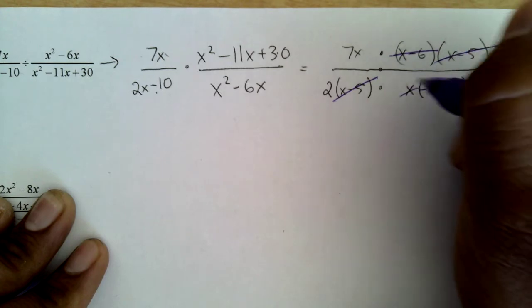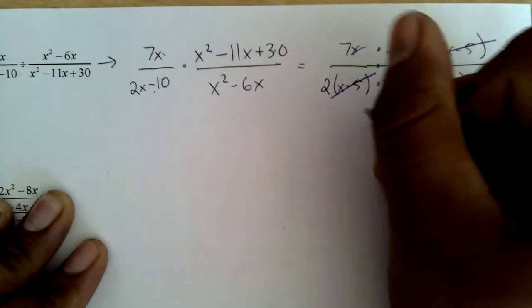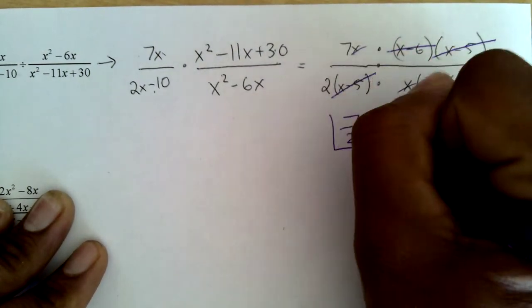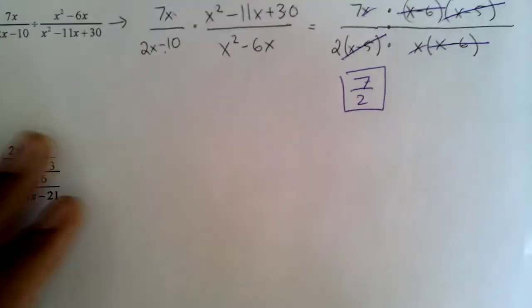Now these x's will also cancel out. And what we're left with is just a number of 7 over 2. Little quotient there for us.